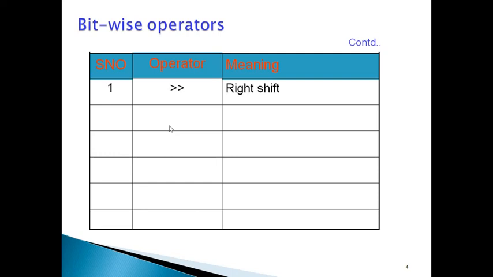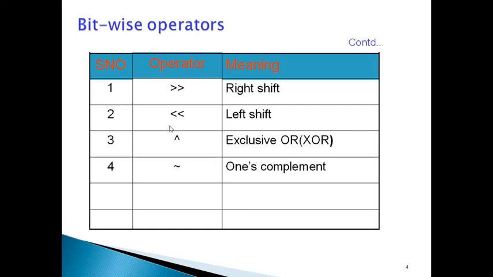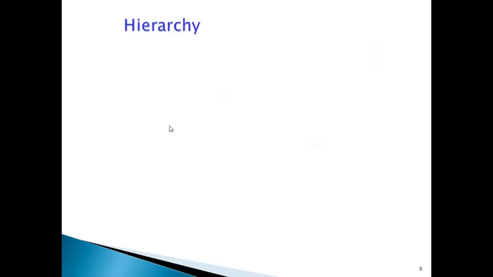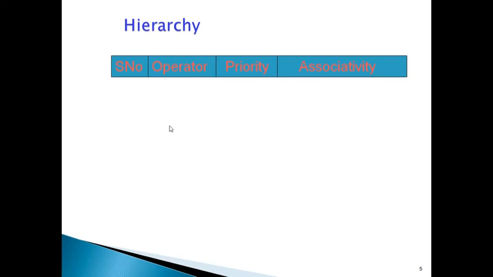The bitwise operators are the right shift operator, left shift operator, exclusive OR operator, ones complement operator, bitwise AND operator, and OR operator. We'll see the hierarchy of these operators.